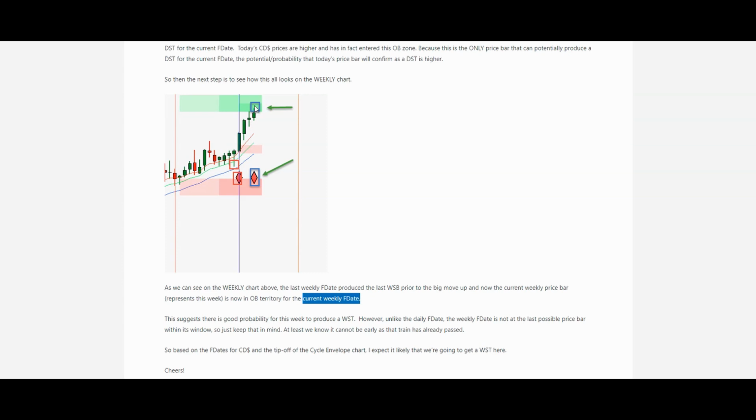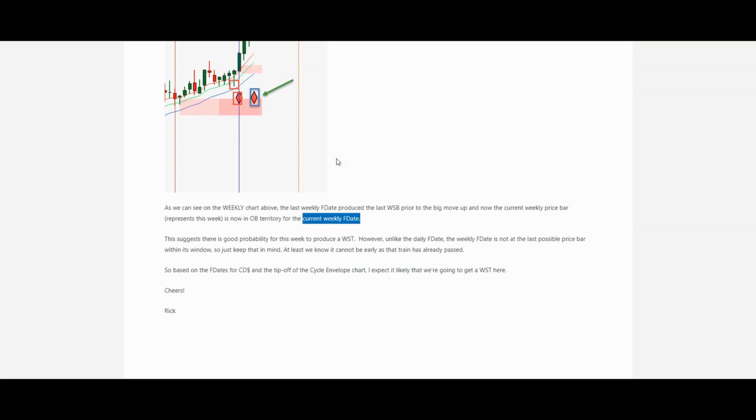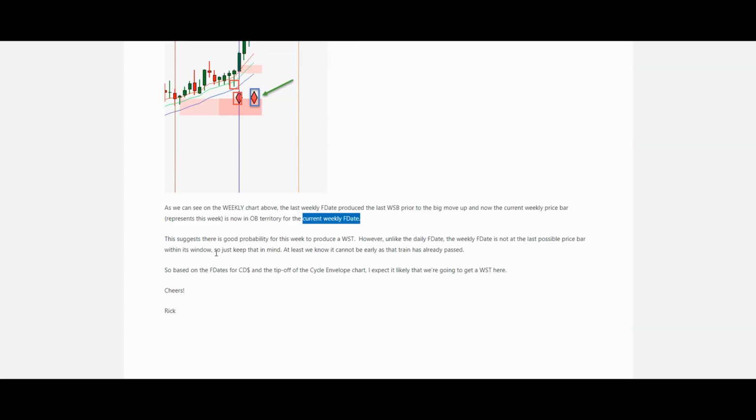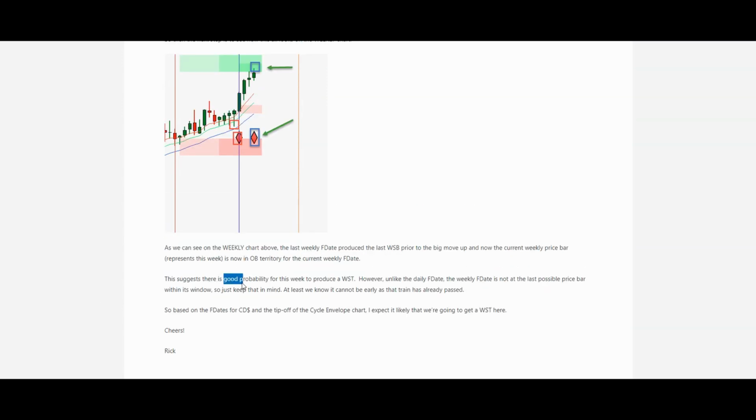In this case, we're expecting a weekly swing top because prices were making higher highs when it entered into this time window. Okay, pretty simple. If prices were moving lower each bar when it entered this window, we'd be looking for a bottom. This suggests there is good probability for this week to produce a weekly swing top. Now, I say good probability because there is still the possibility that next week could go higher, right? Because you have the +1 possibility.